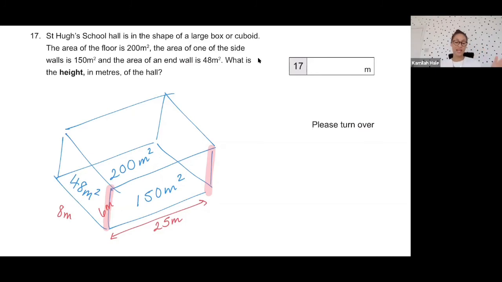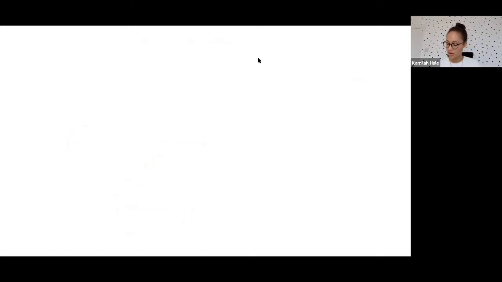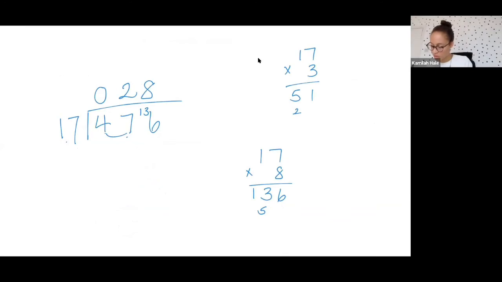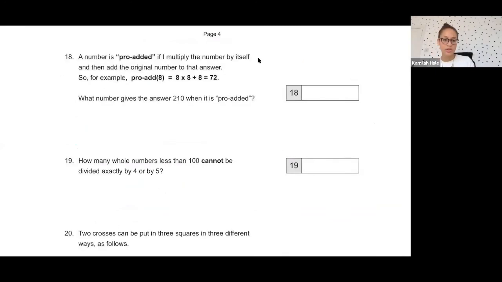That means everything works in that case, because 8 times 6 is 48, 6 times 25 is 150, and 8 times 25 is 200. So all of those measurements work, which means we're ready to answer the question. So what is the height in meters of the hall? It's just this measurement here. So it's 6. Okay. We are on the home stretch, just the last few questions.